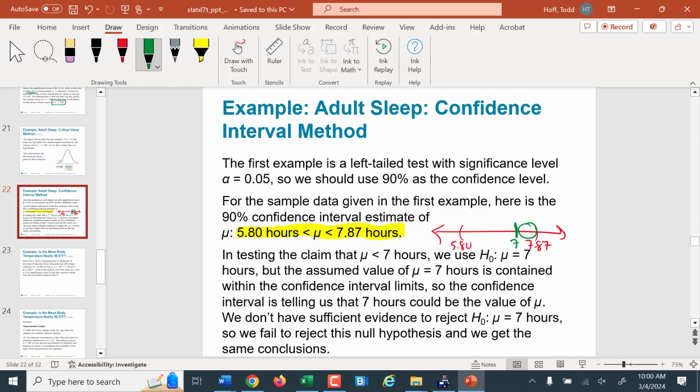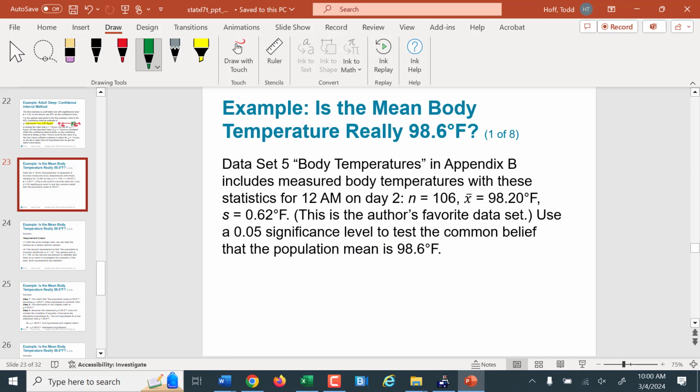So a second example here, let's look at the claim that mean body temperature is not really 98.6 degrees. The data is in the appendix in the book. The time of day usually does make a difference for temperatures taken. So the data was taken at 12 a.m., midnight, for 106 people. So sample size n equals 106. The sample mean is 98.2 and the sample standard deviation is 0.62.